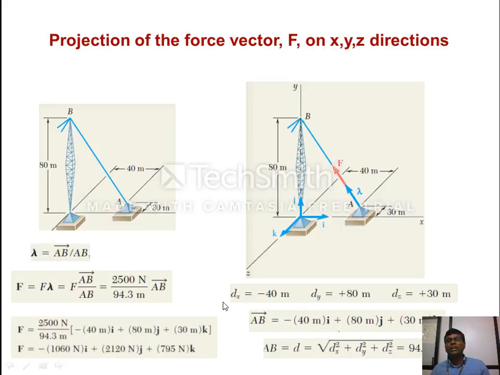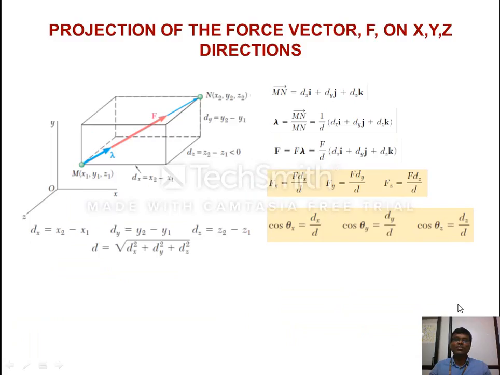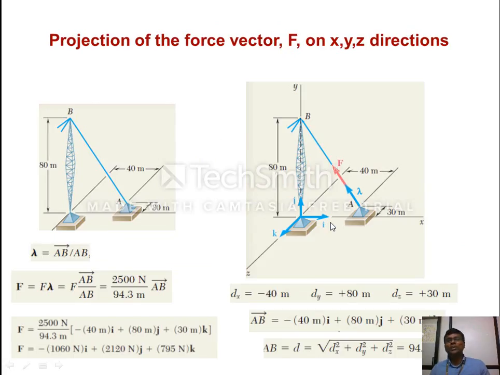So you can easily find dx by d will give you cos theta x, dy by d will give you cos theta y, dz by d will give you cos theta z. We have this definition from these equations. So if you know the magnitude of the force, you can find the various vectorial, resolved components, just using the projection of the unit vector along the force, and that will give you the various components of it.